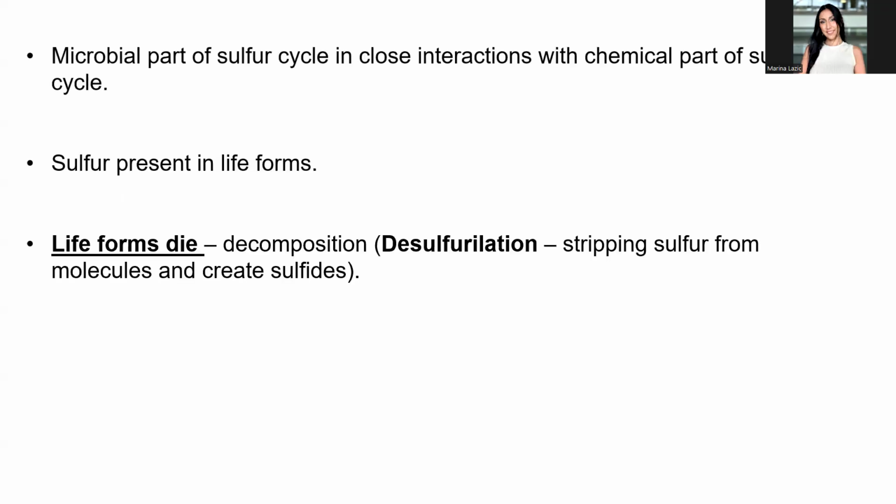just a brief reminder of how microbes drive the sulfur cycle. Sulfur is present in all life forms, and the microbial part of the sulfur cycle has very close interactions with the chemical part of the cycle, and it makes total sense, especially because we know that microbes are the chemists of life. So when a life form dies, there is desulfurylation, so from organic molecules there is a stripping of sulfur, then those sulfur forms get assimilated back into the cell.